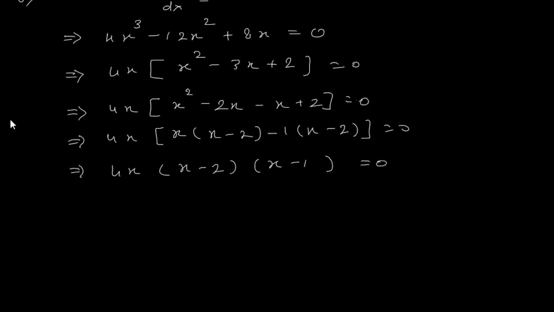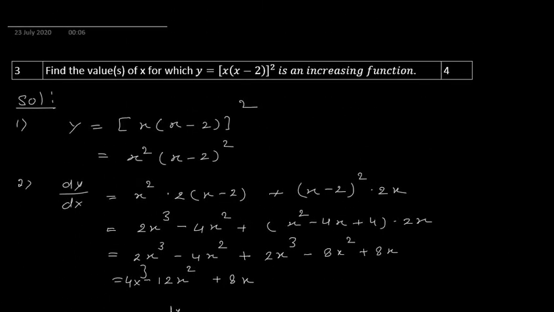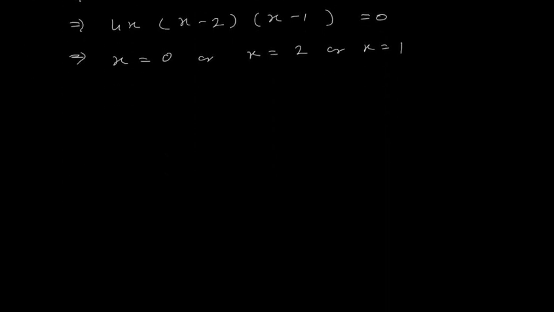So this gives me x equals 0 or x equals 2 or x is equal to 1. Now these x equals 0, x equals 2, x equals 1, these are the critical points, right? So we find the interval in which f(x) is strictly increasing or strictly decreasing. What is the question? The question is to find the values for which this is an increasing function.